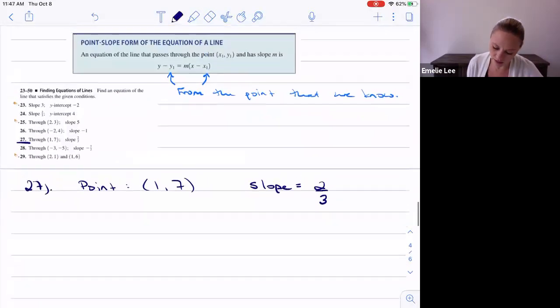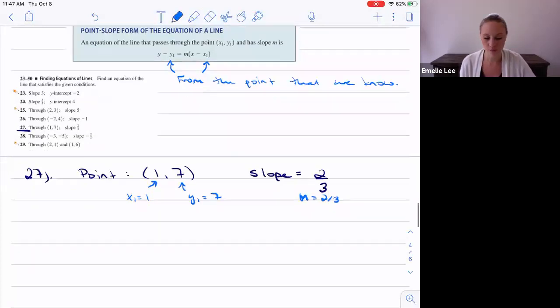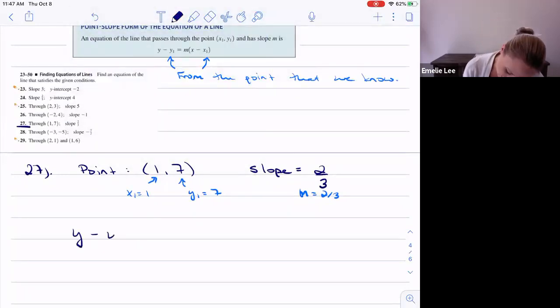Okay. So we can use the point slope form of a line to generate this equation of the line. Knowing that x1 is 1 and y1 is 7. Right? So here, x1 is 1, y1 is 7. And of course, m is 2/3. But that one should be pretty obvious now. So we've got y minus y1 equals m times x minus x1.